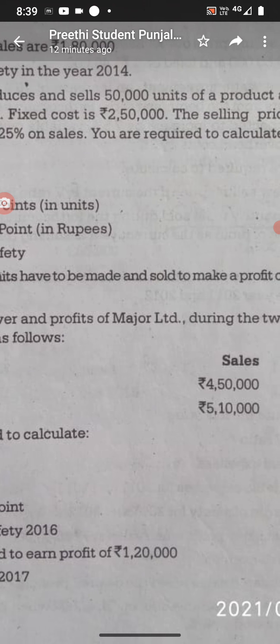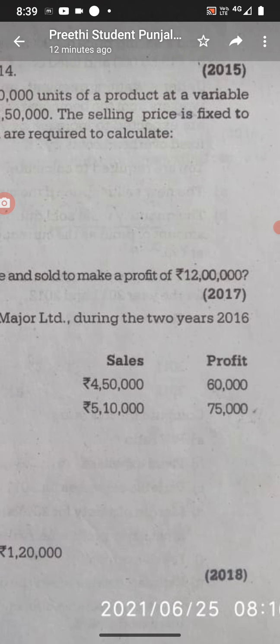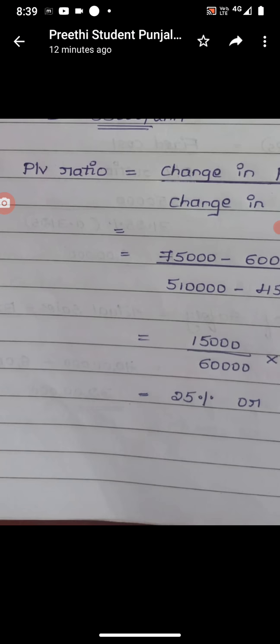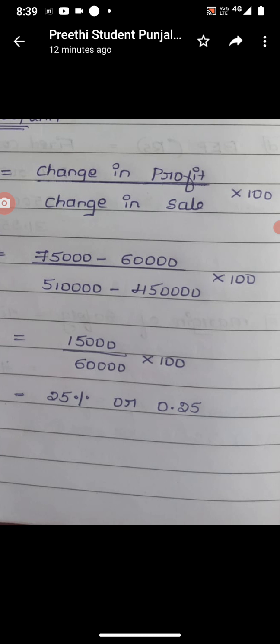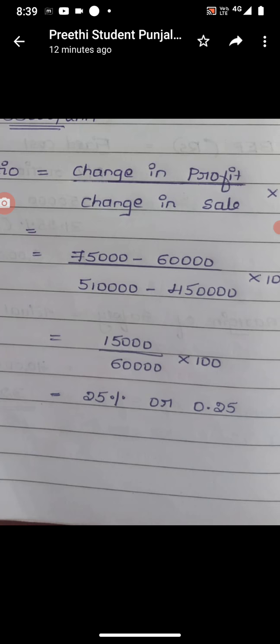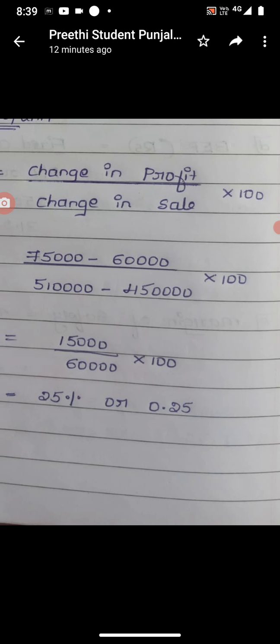See dear friends, in this problem we have sales and profit information of 2 years. So when we have sales and profit information of consecutive 2 years, what we need to do? We have to use the PV ratio formula of change in profit divided by change in sales into 100. Remember, when we have sales and profit information for consecutive 2 years, we have to first calculate PV ratio using the formula of change in profit divided by change in sales into 100.